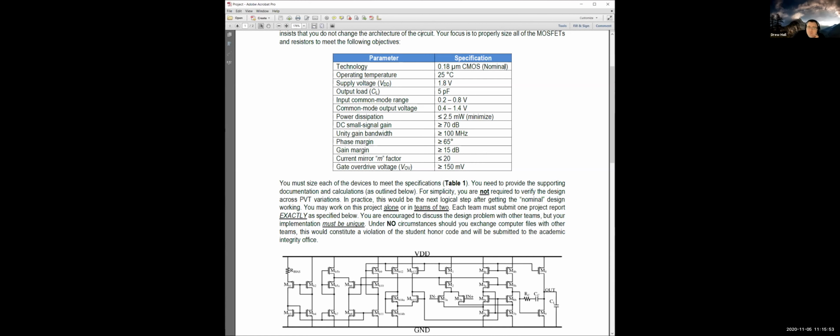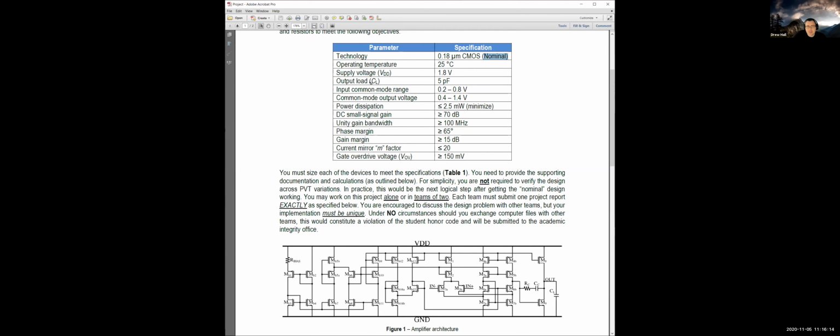All right, so the spec table for our project. One, we're going to use the same technology that we've been using in class. We're not going to go into corners or into PVT, so we'll just use the nominal process corner. We're going to operate at room temperature, standard supply voltage of 1.8 volts. And our amplifier that I'll show you down here has to drive a 5 picofarad load. The input common mode range is 0.2 to 0.8 volts. I will talk about what this means in just a second. I have a few slides that I can go through.